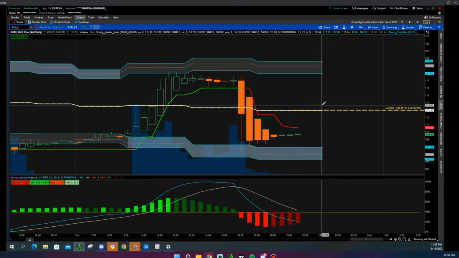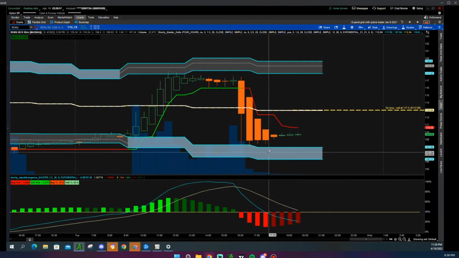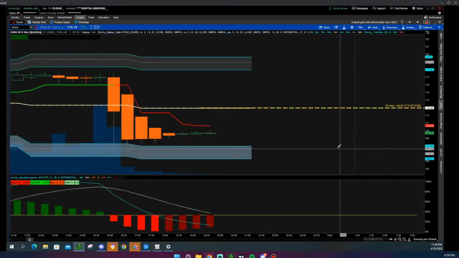This is simple right here. Or you can buy a bounce play. So your bounce zone would be here.